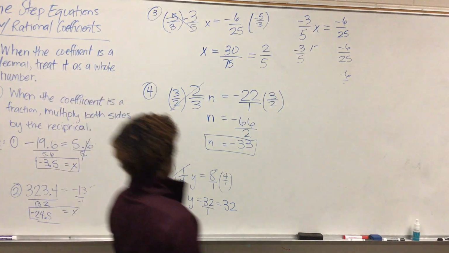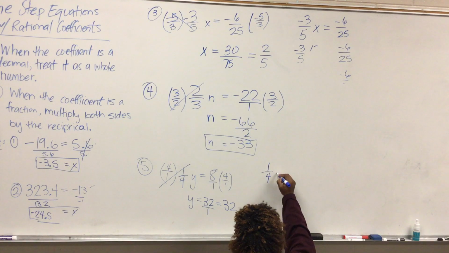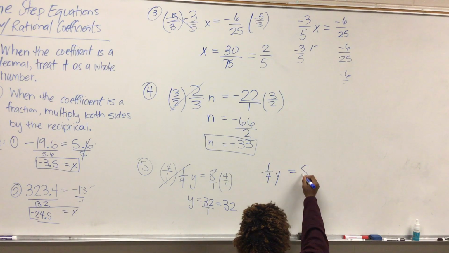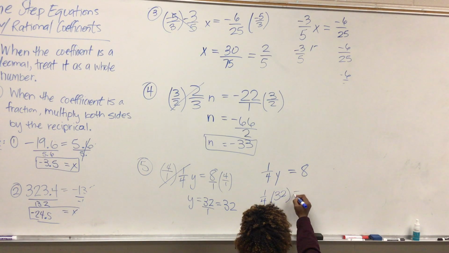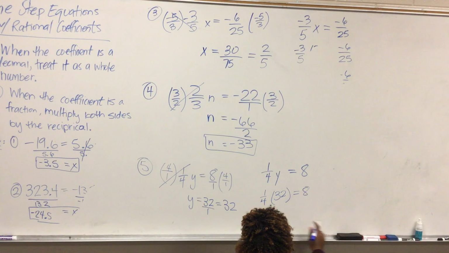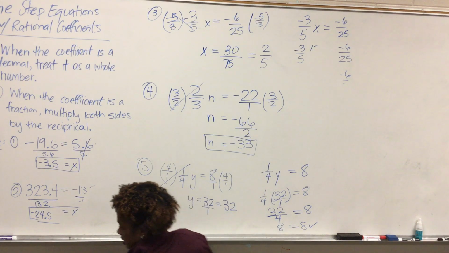Now we wanted to check our work. I'm going to rewrite the equation as it is and just sub in my answer for y. 1/4 times 32 equals 8. Put this over 1. 1 times 32 is 32. 4 times 1 is 4. If I divide 32 by 4, I get 8. And I know my answer is the same.